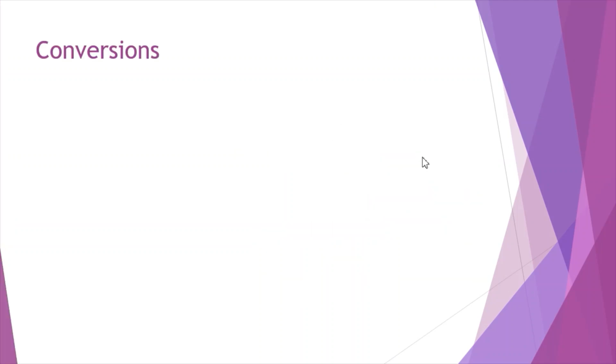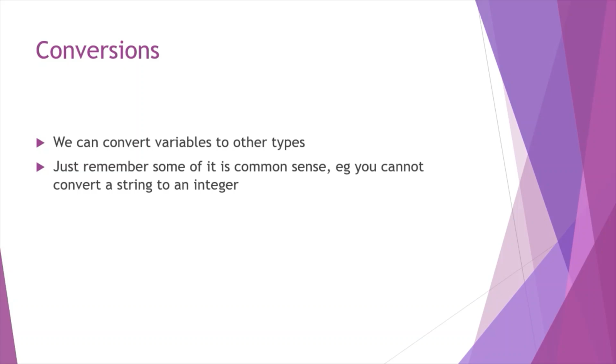So a bit about conversions first. We can convert a variable to other types, as I'm sure you all know. Just remember, some of it is common sense, and you cannot convert a string to an integer, as much as you want to try. You can convert an integer to a string though, that's fine. So we've got a equals 5, and then float a or boolean a would work, and string a would not. So you can do a equals string a, which would then overwrite a with a string, for example, as well.